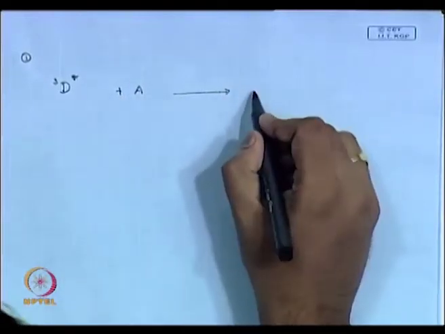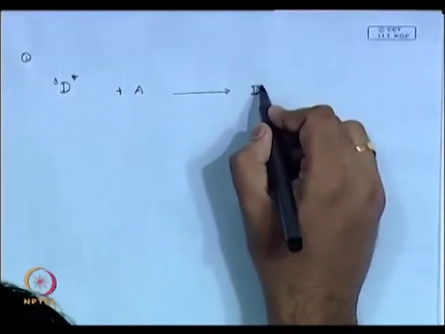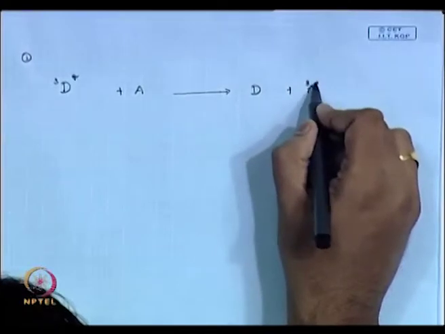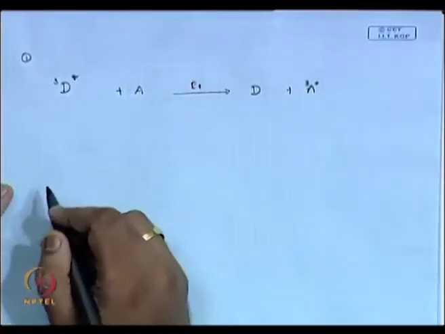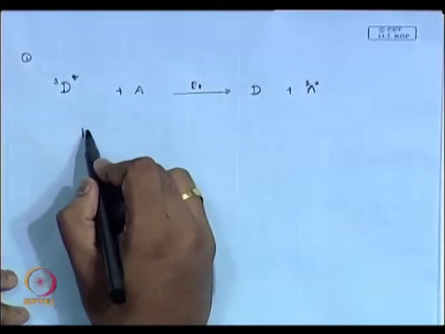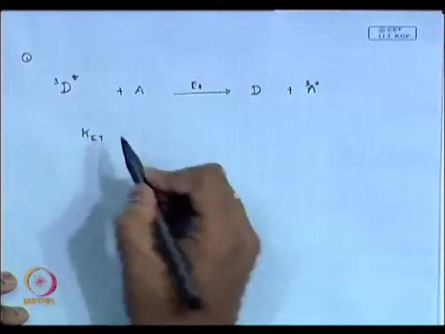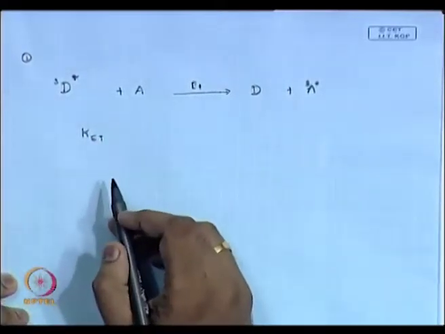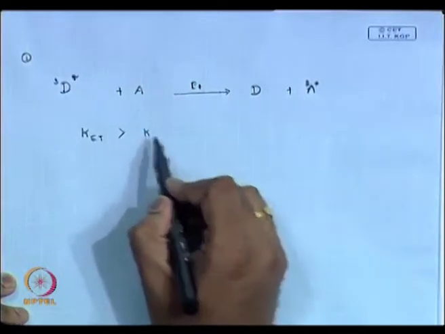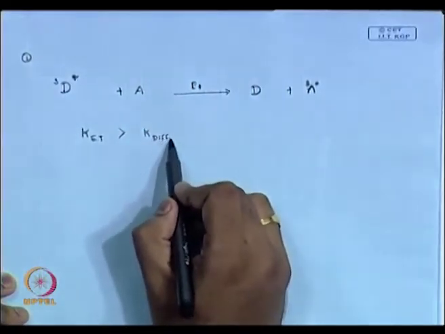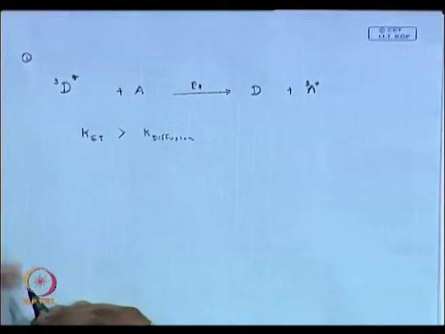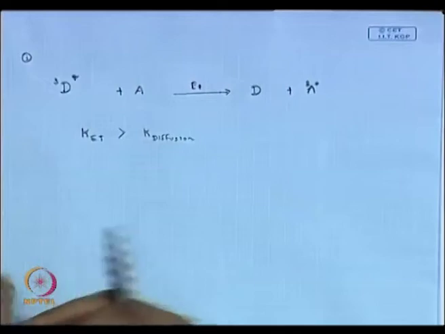So, if they can collide, then you can see the energy transfer. The first foremost condition is that the rate constant, K_ET, should all the time be greater than K_diffusion. This should be your first criterion, otherwise they will just diffuse away from each other, they will not collide, and there will be no energy transfer reaction.